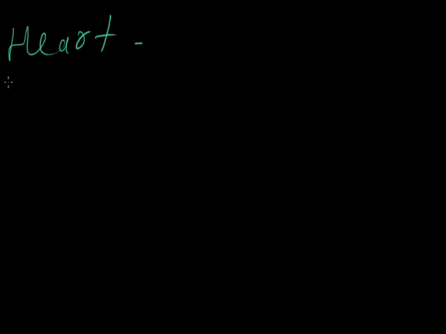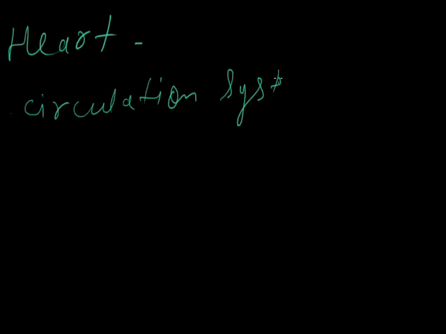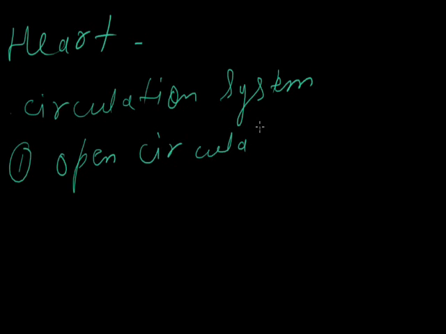Basically, before dealing with the structure of the heart, first we'll learn how the blood circulates inside the body. On the basis of the presence of a circulation system, animals can be of two types. First, there can be open circulatory system animals.